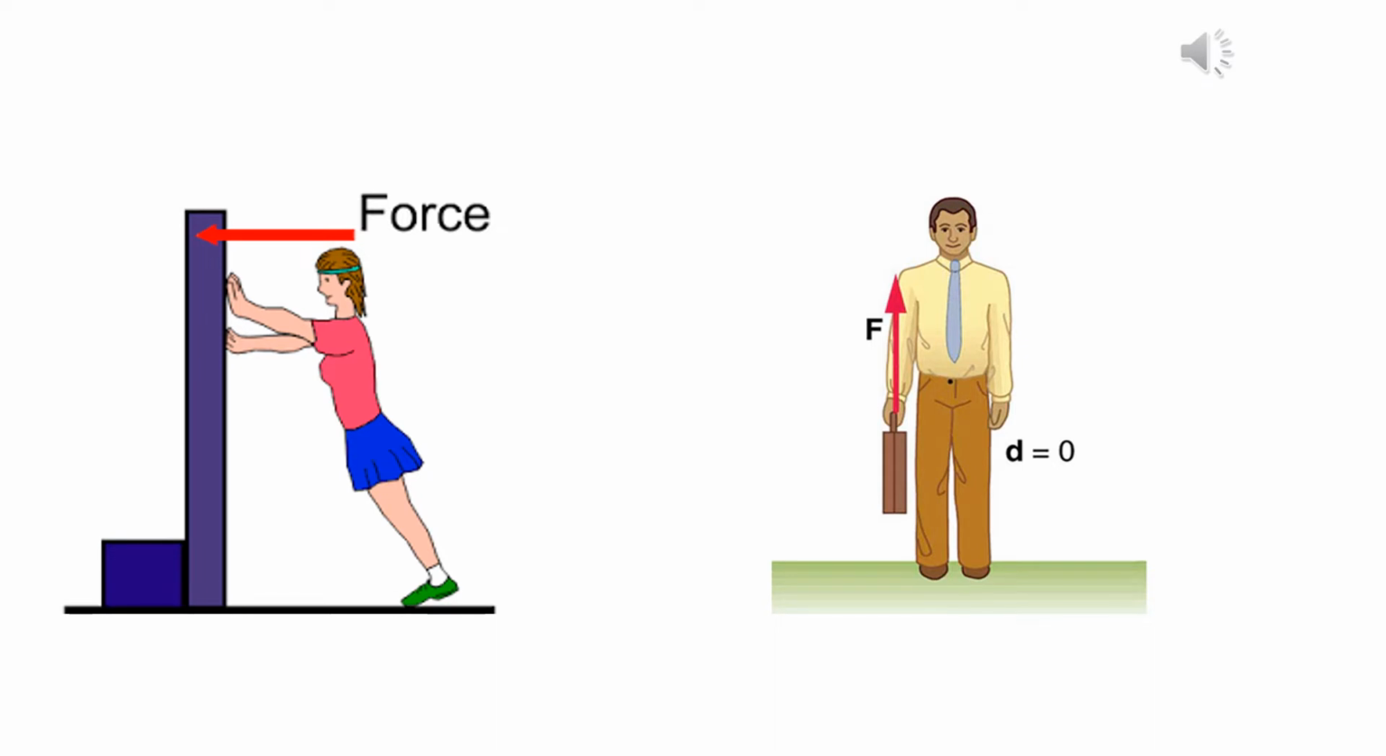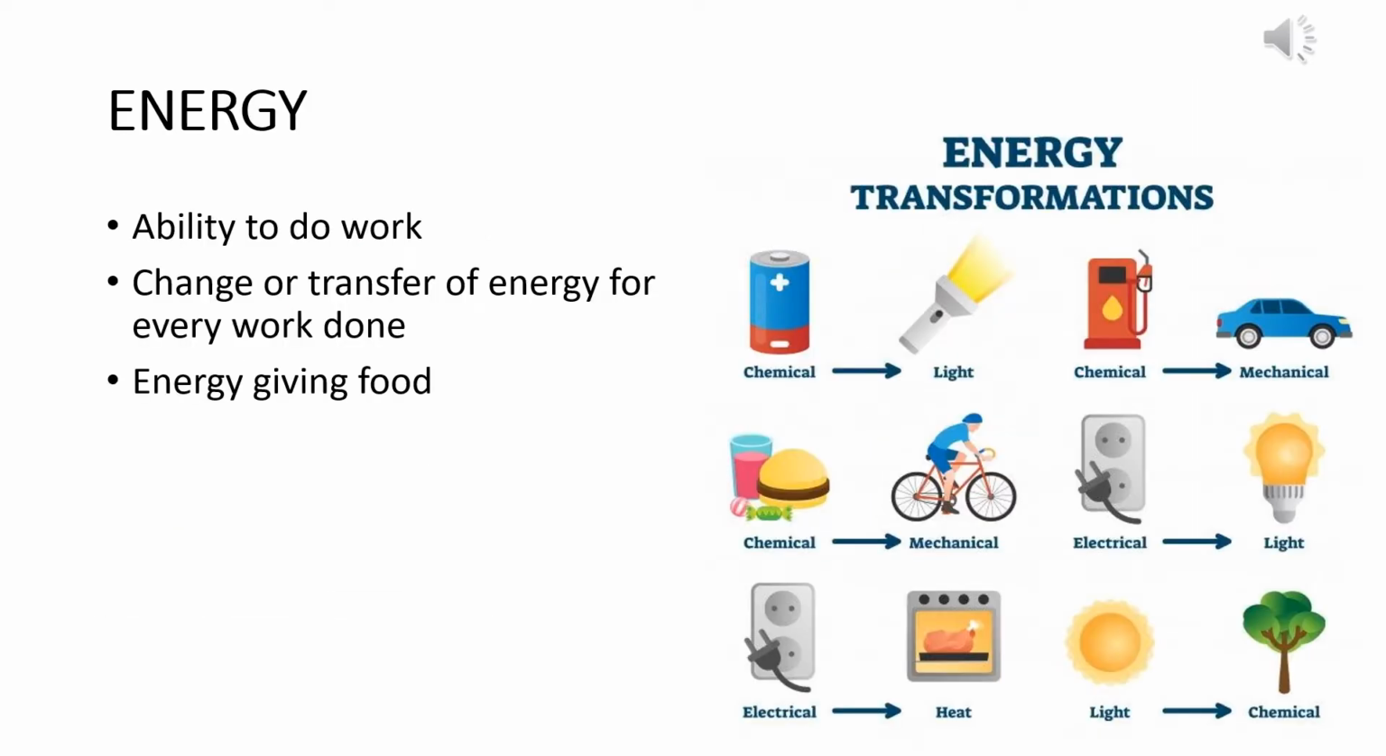Now if the man moves from the first floor to the second floor holding the briefcase, there will be displacement or change in position of the briefcase, and that man will do some work. The next component that we need to learn about is energy. What is energy? Energy is the ability to do any work.